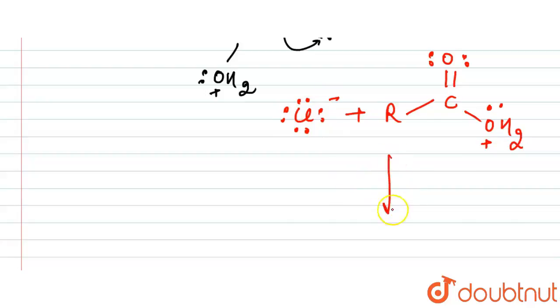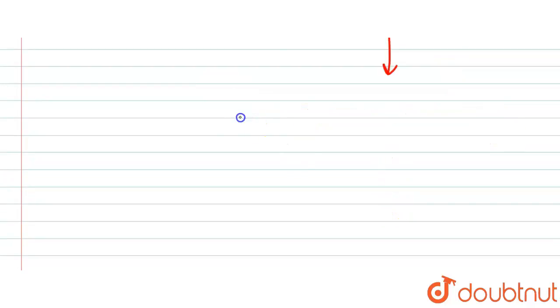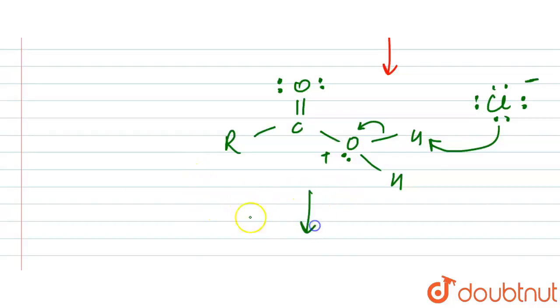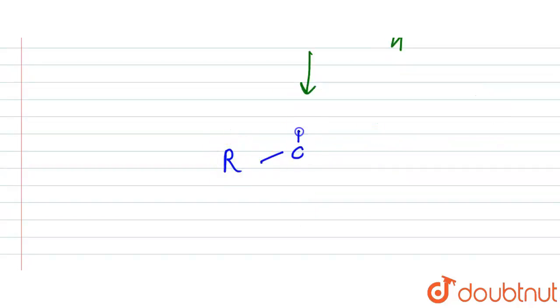After this step we get R-C double bond O with OH, and the Cl minus is released. In the next step we get the formation of the carboxylic acid.